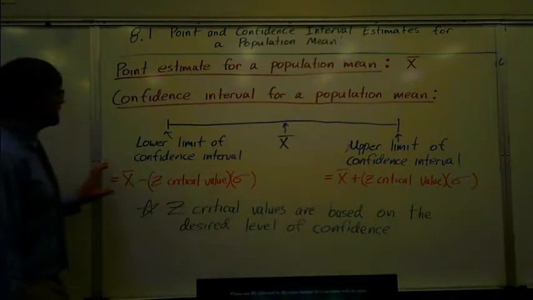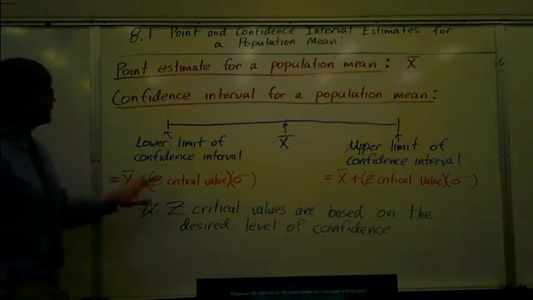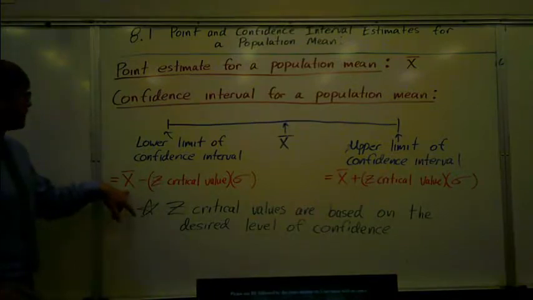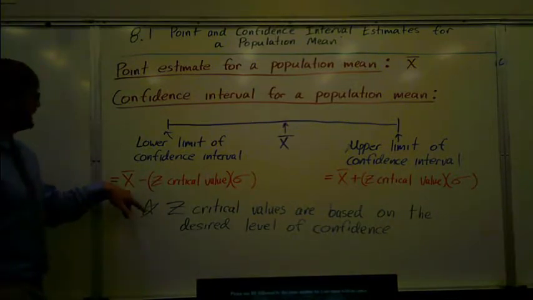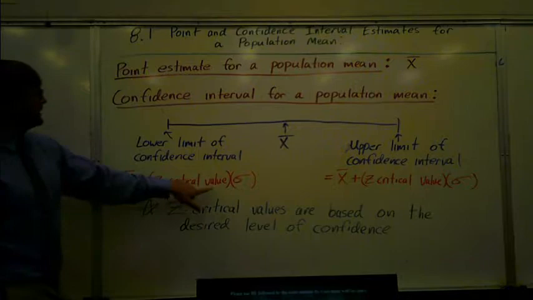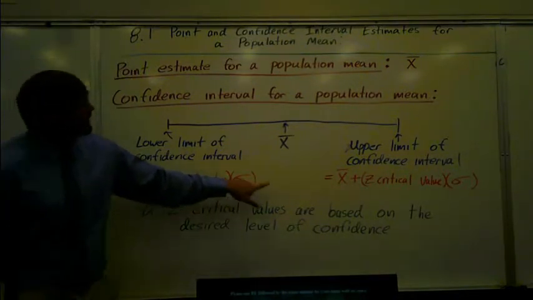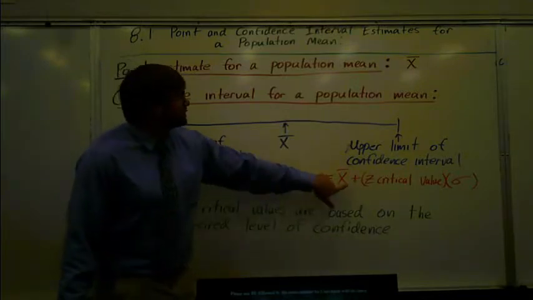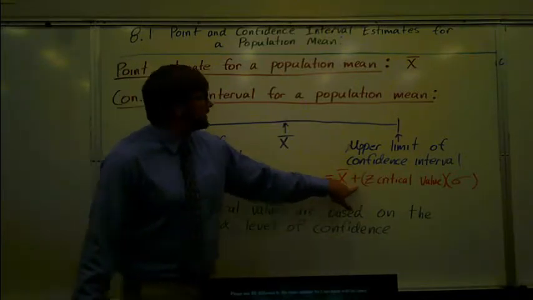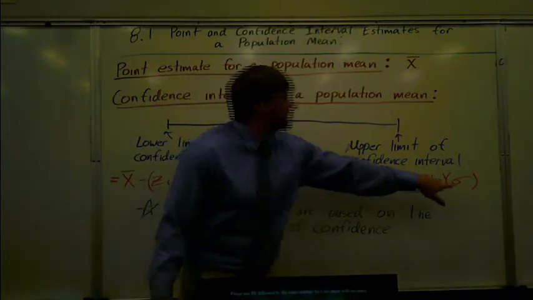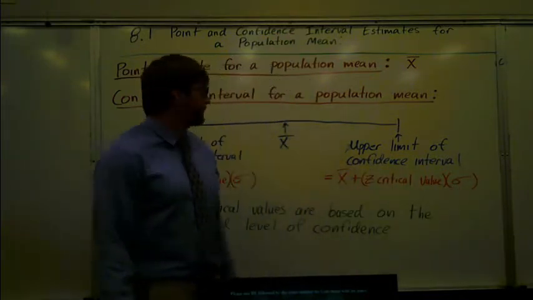Now, to figure out the lower limit, you take your point estimate, which is the sample mean, and subtract some z critical value multiplied by the standard deviation. Then to figure out the upper limit, you take your sample mean again, but add that z critical value multiplied by the standard deviation.